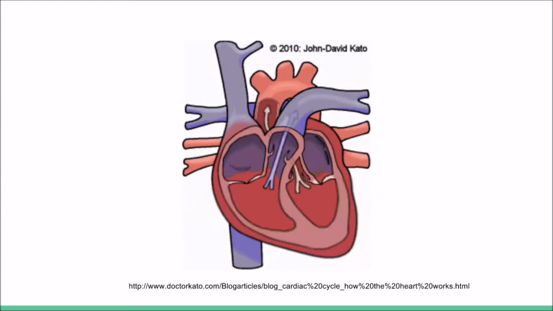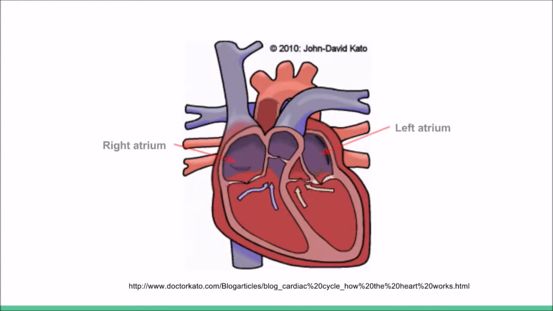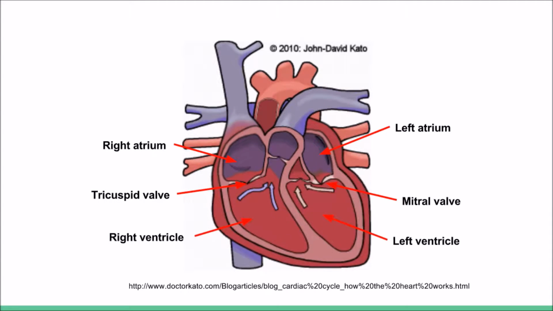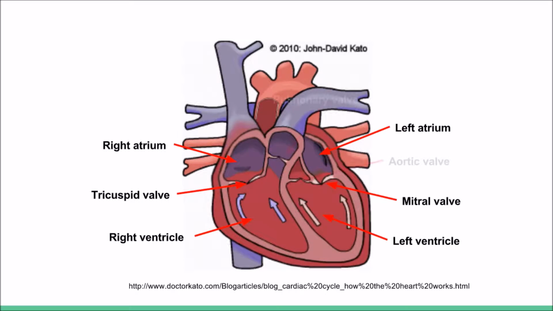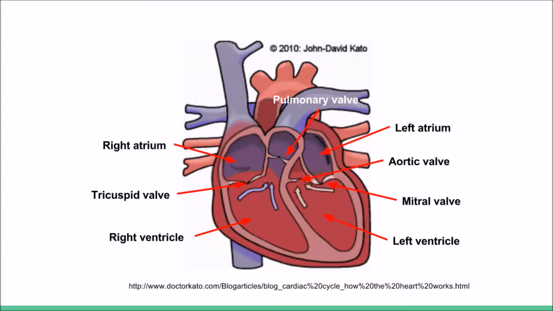At the start of each heartbeat, blood returning from the lungs and body enter the right and left atria. As the blood builds up, the tricuspid and mitral valves eventually open to let blood flow into the right and left ventricles. After a brief delay, they close to prevent backflow. The ventricles then contract to pump blood through the pulmonary and aortic valves, which lead to the lungs and body, respectively.